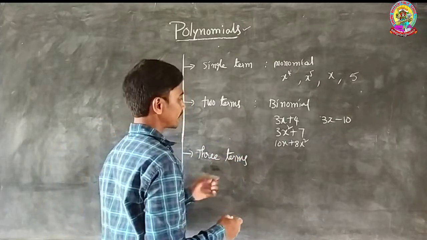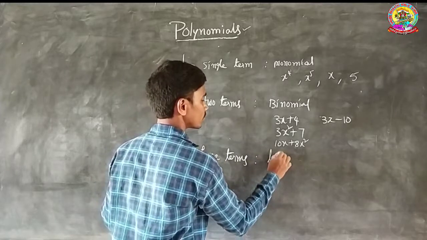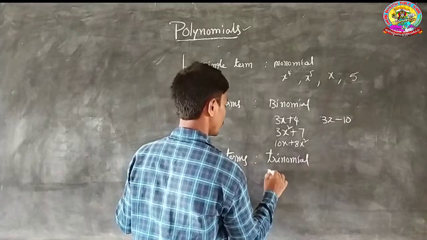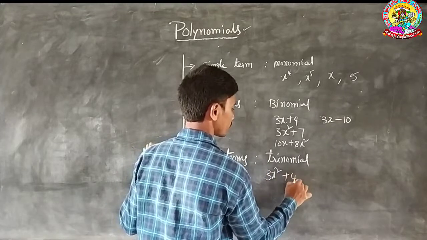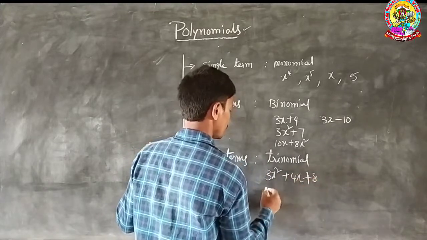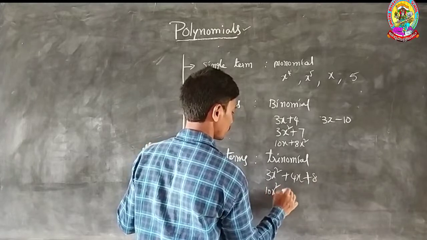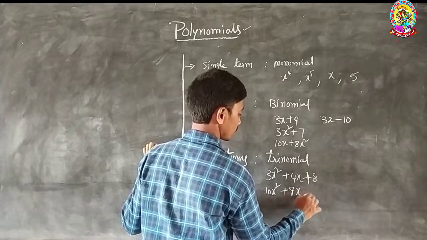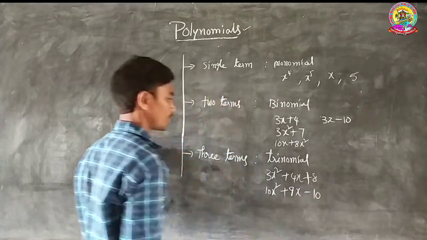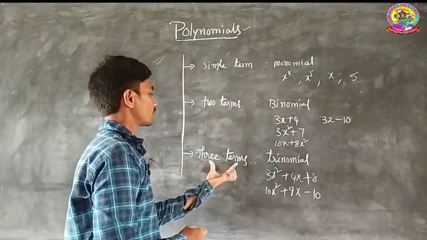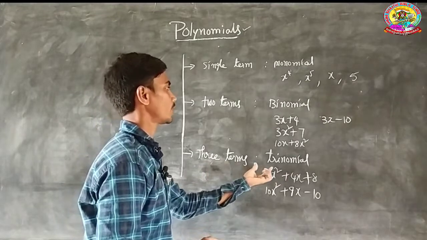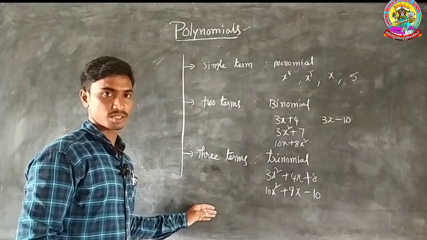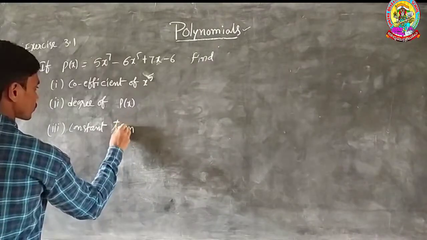If the expression contains three terms, that is a trinomial. A trinomial may be 3x square plus 4x plus 8, 10x square plus 9x minus 10, like this. Whatever it may be, if the polynomial contains three terms, that is a trinomial. Clear with that? More than three terms, we call it a multinomial.